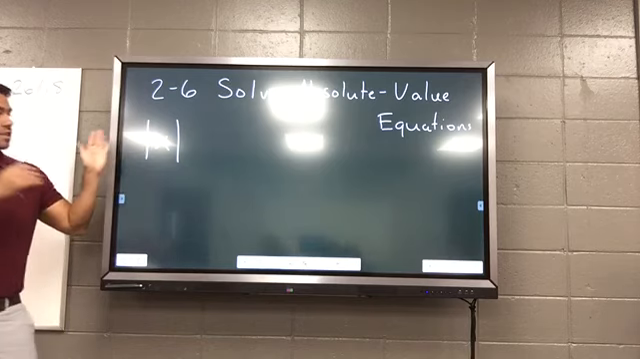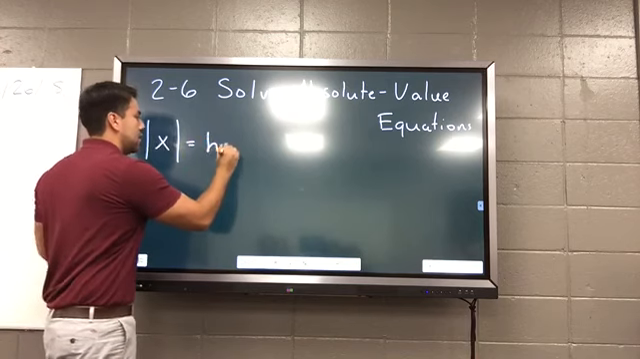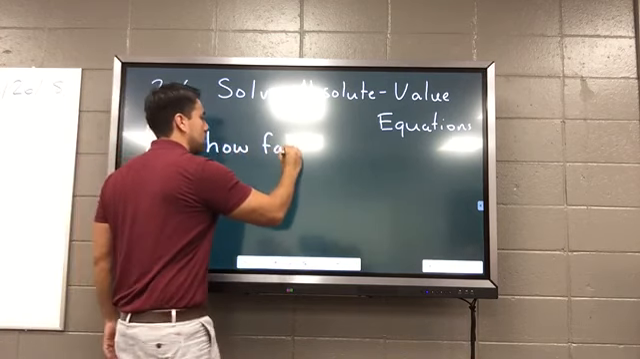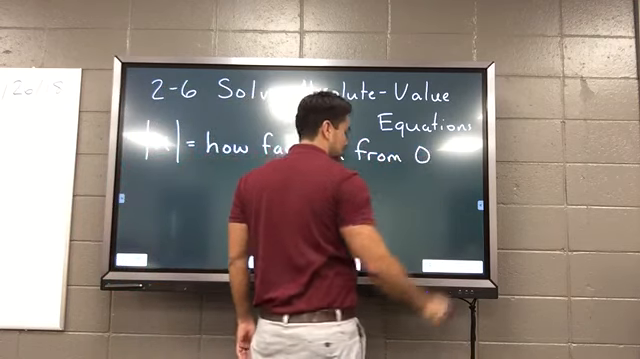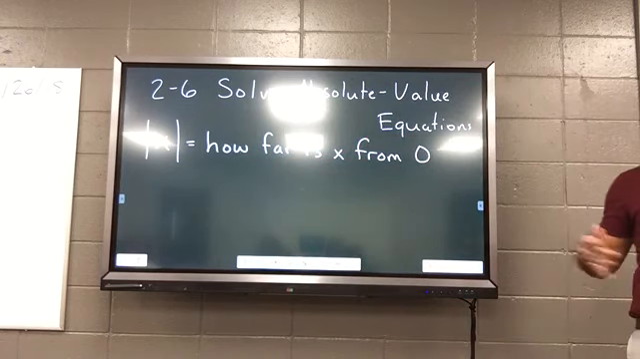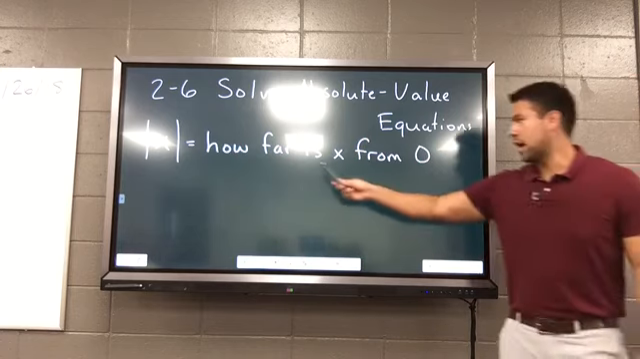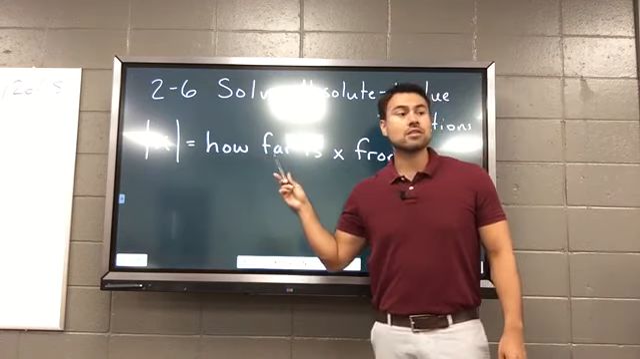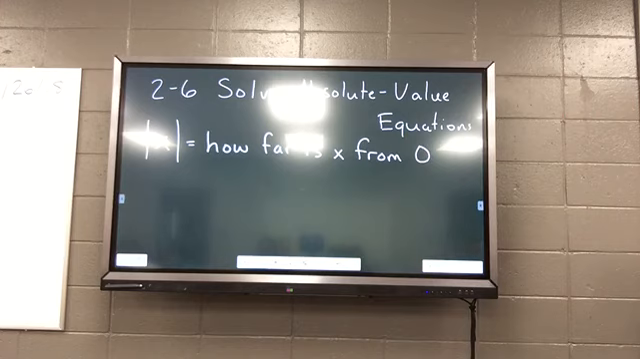Okay, so in this expression, the absolute value of x, this means how far is x from 0? How far is x from 0? That's what we're asking for when we put those absolute value signs. Now, the phrase how far is referring to distance. Can a distance ever be negative? What do you think? No.